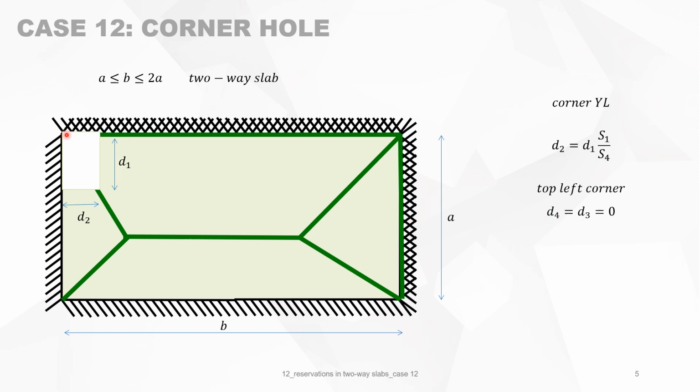This is this point. The corner yield line means, of course, that D1 over D2 will be equal to S4 divided by S1. And only cutting one yield line means this goes up to here and not further. So it means that B1 would, of course, be smaller than B4.